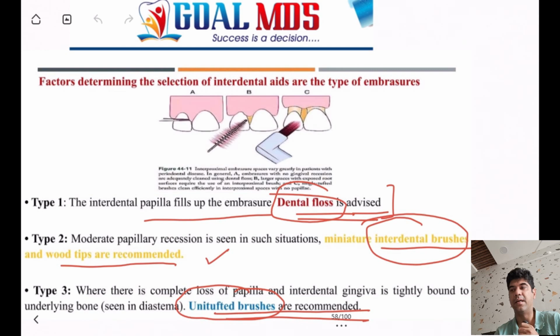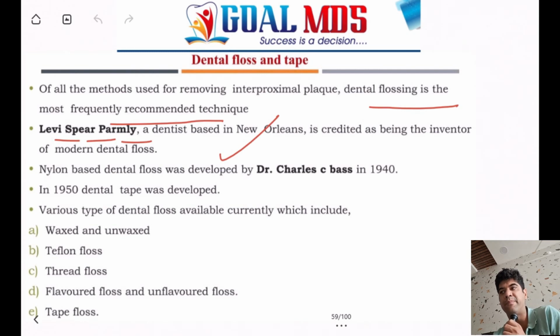So what are the factors that determine the selection of the interdental aids based upon the type of embrasure? For type 1 embrasures, dental floss is advised, as the interdental papilla will fill up the embrasures. For type 2 embrasures, interdental brushes and wooden tips are recommended, as there is moderate papillary recession in such situations. And for type 3 embrasures, when there is complete loss of papilla, uni-tufted brushes are generally recommended.